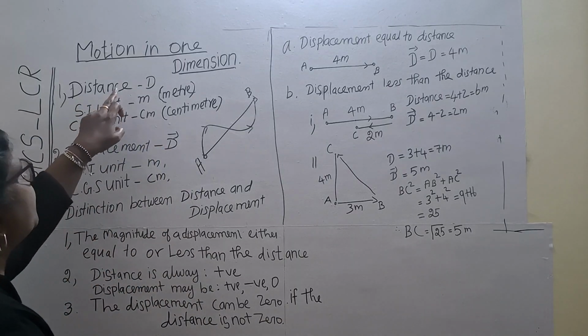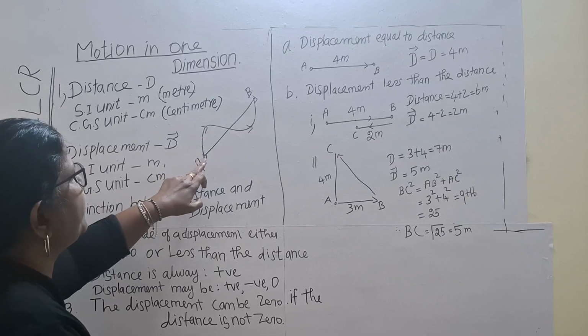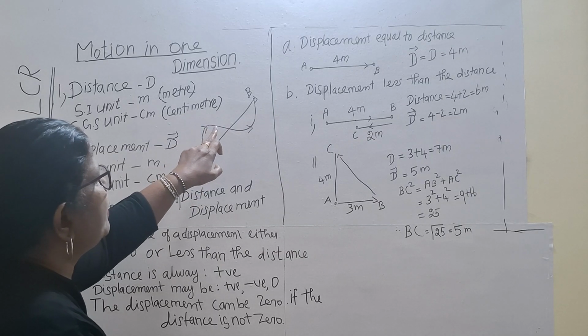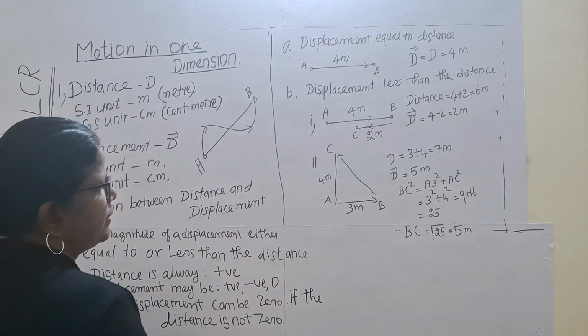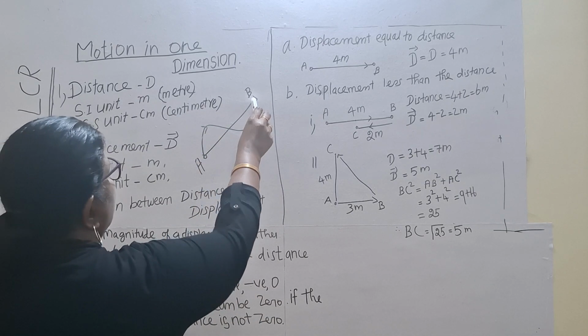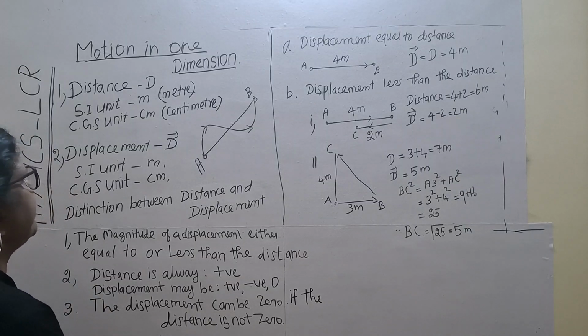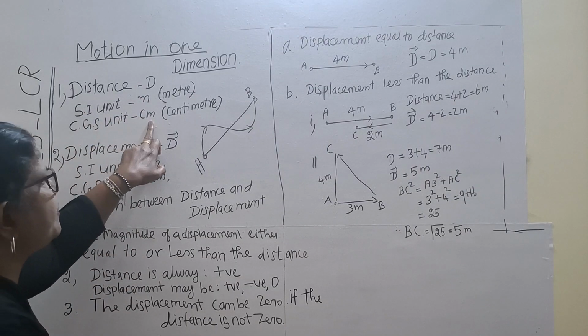So what is distance? Distance is said to be the total length of the path. The total length of the path that the body travels is known as distance. The SI unit is meter, and the CGS unit is centimeter.